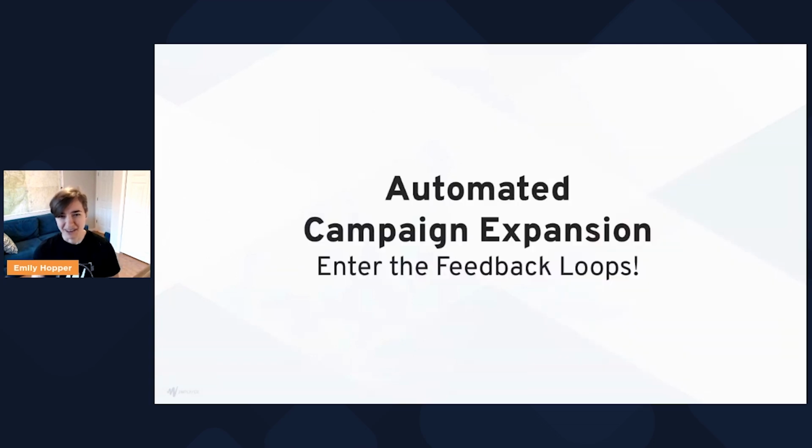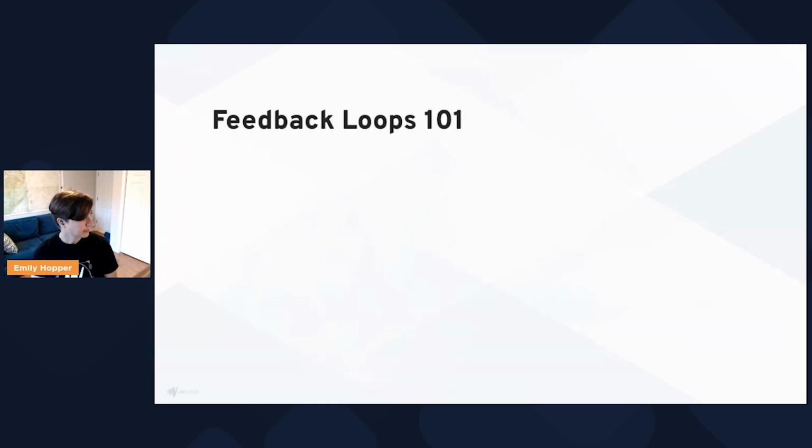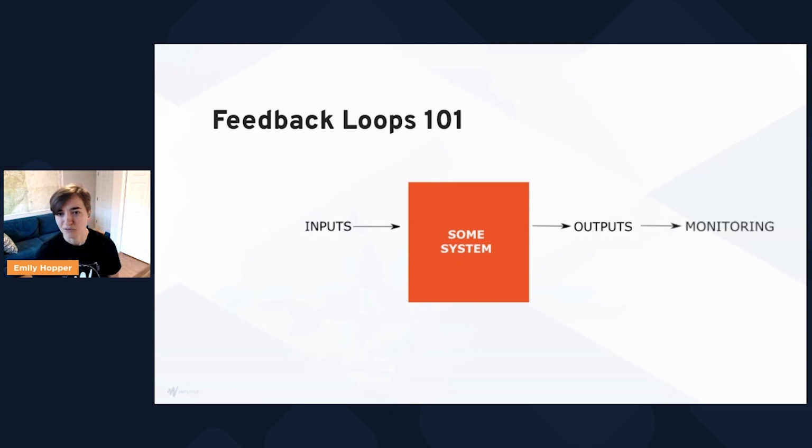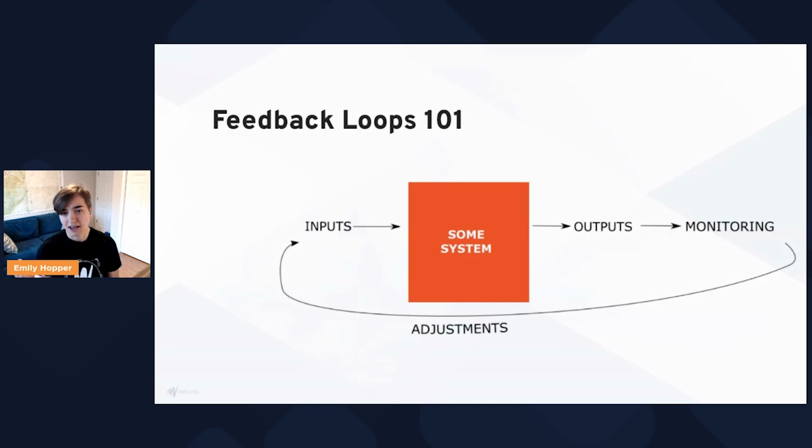So this is where the feedback loops come in. Let's just go over feedback loops really quickly. Say we have some system. It's going to have some inputs, it's going to have some outputs. And hopefully we're monitoring those outputs. And we can use our observation of the output of our system to adjust the inputs.